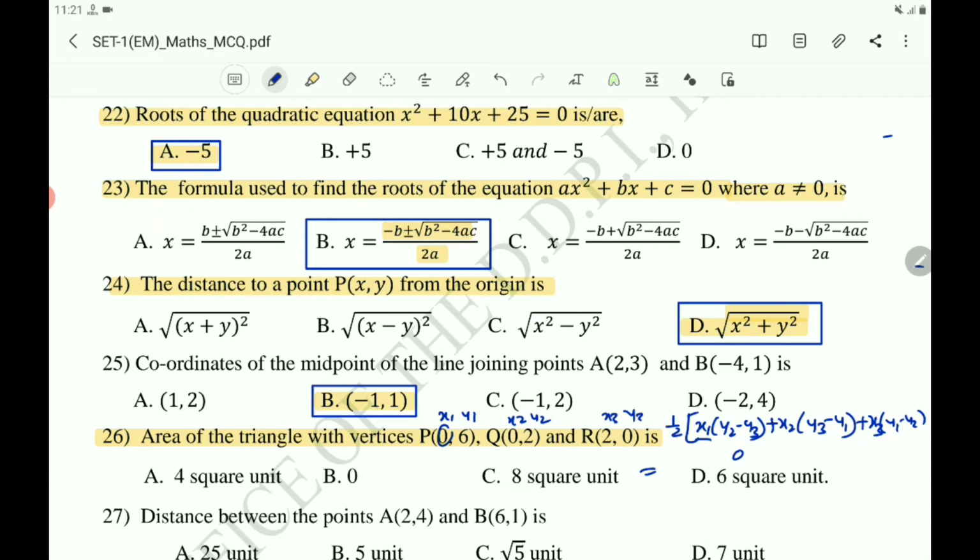Then x2 is also 0. So this whole becomes 0. So you write 0 plus 0. Then plus x3 is 2 into y1 is 6 minus y2 is 2. Then here you must take half, and you know that 2 cancels. 1 by 2 into 2 cancels here. 6 minus 2 is 4. So what is the answer here? 4 units. Where is that 4 units? Option A is the answer, 4 units. So note down the answer, option A.